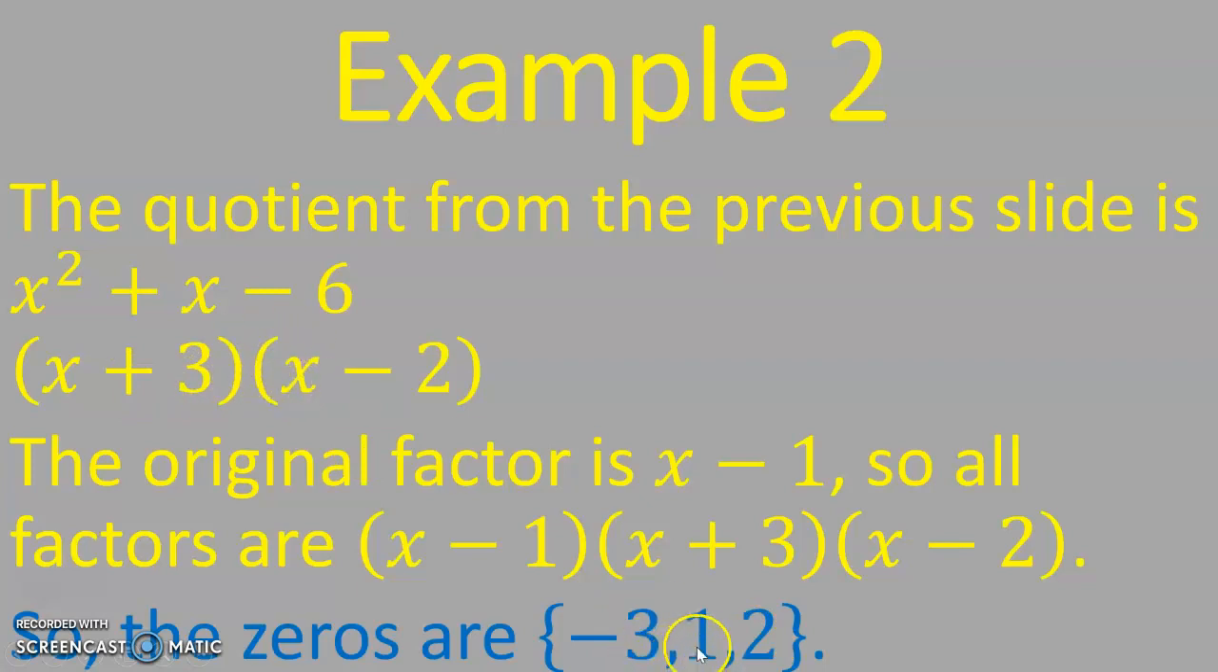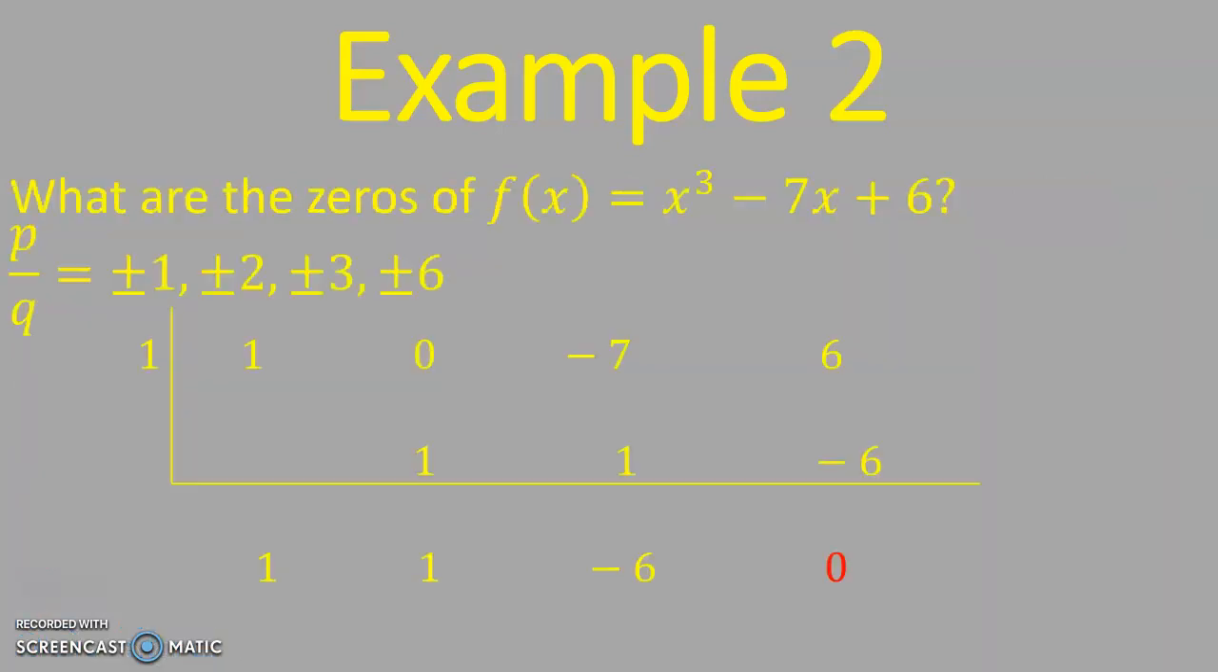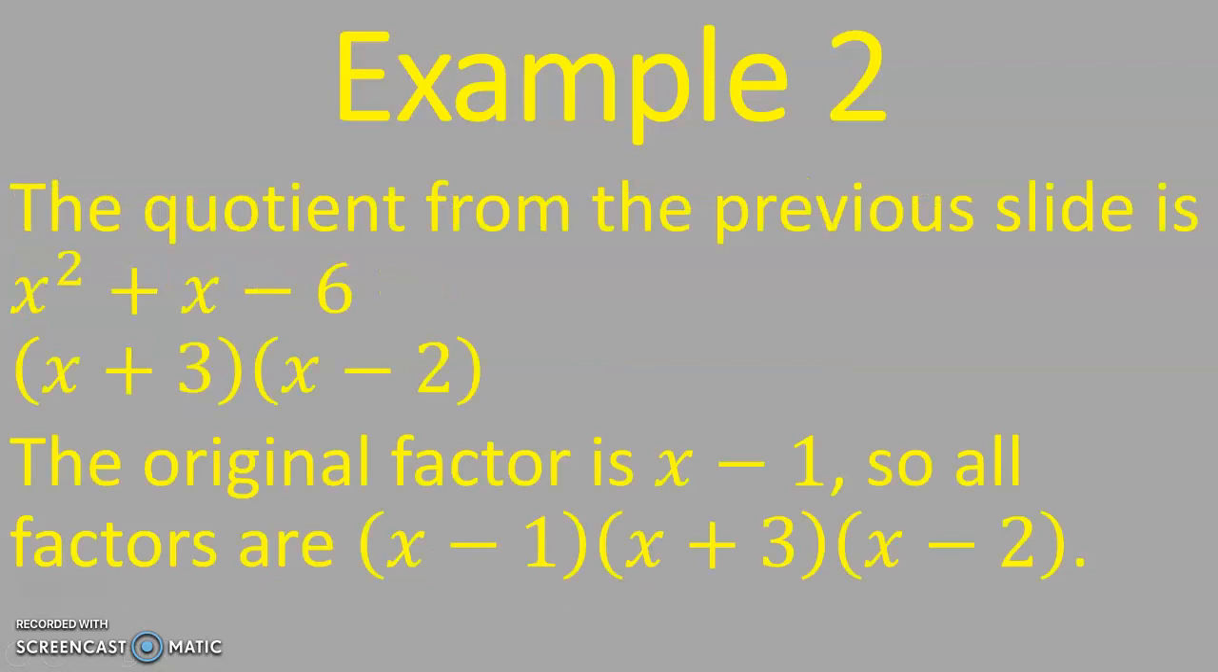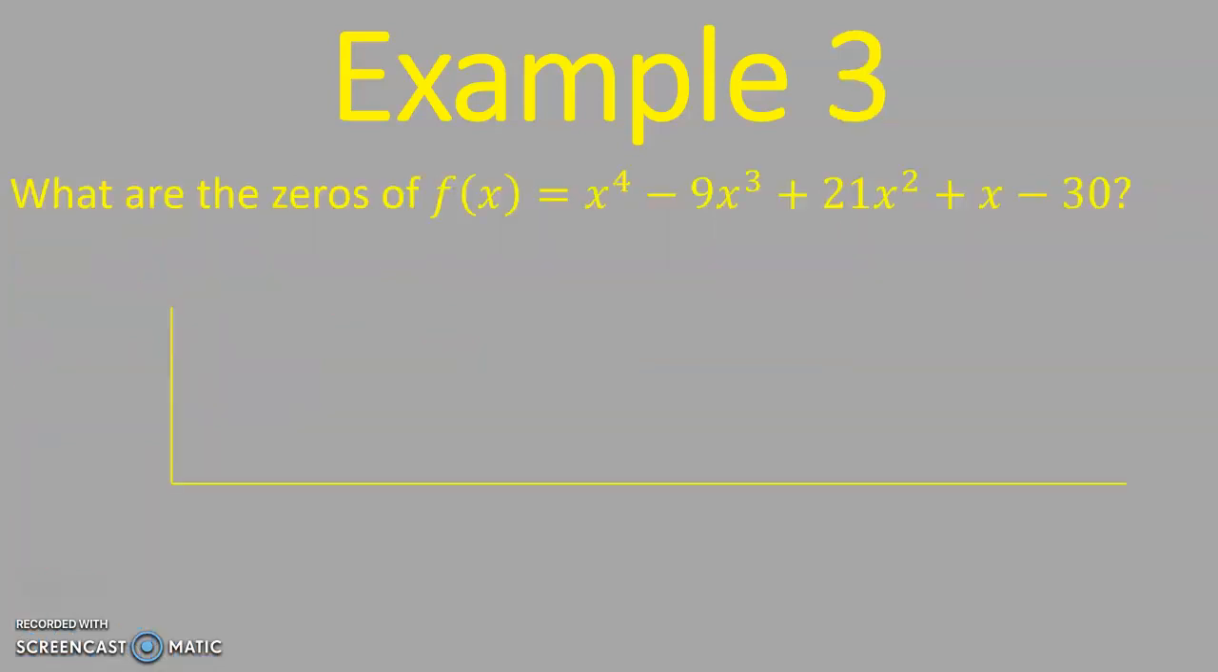Notice that these three numbers were all in our original list. All of our zeros were in this list. Now some things in this list didn't work, and that's okay, but all of our zeros were in this list. So let's look at a second example to try to make that a little clearer.